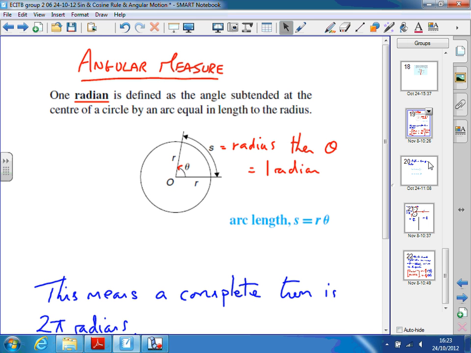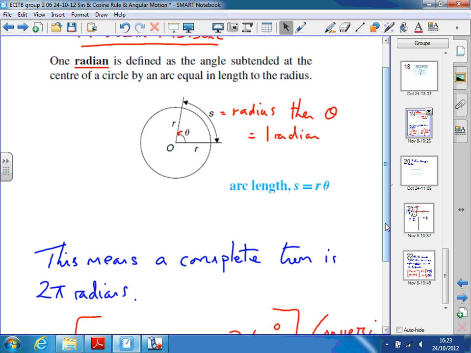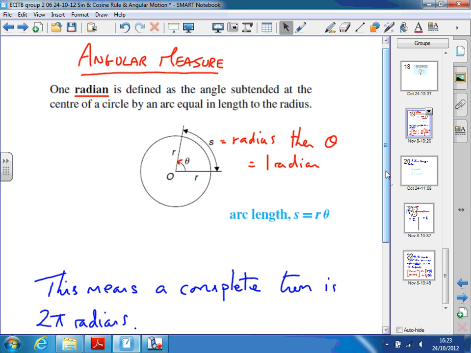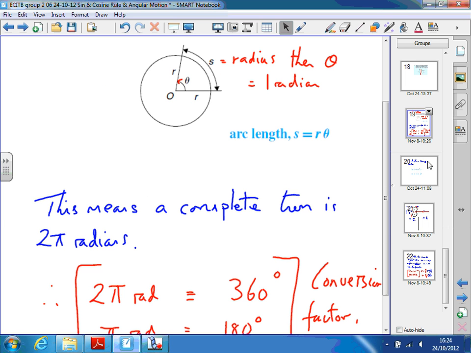And if we do that, then that means that the arc length S equals the radius times the angle measured in radians. So that's the first formula to do with radian measure, that the arc length S equals the radius times the angle measured in radians. So if you think about this definition, if we've gone round a distance equal to the radius, we've gone round 1 radian.